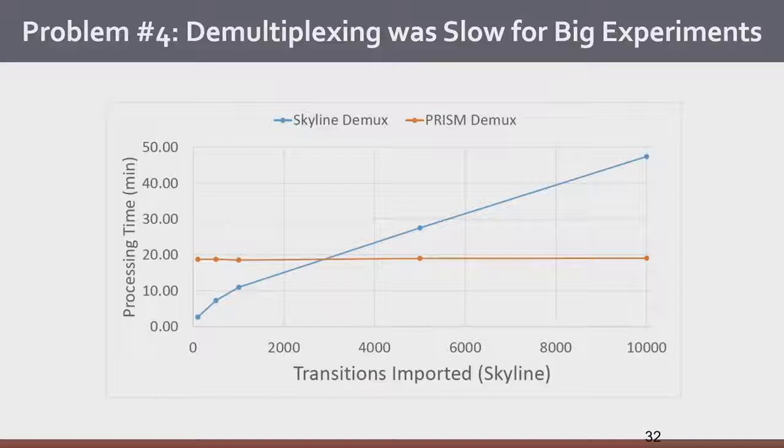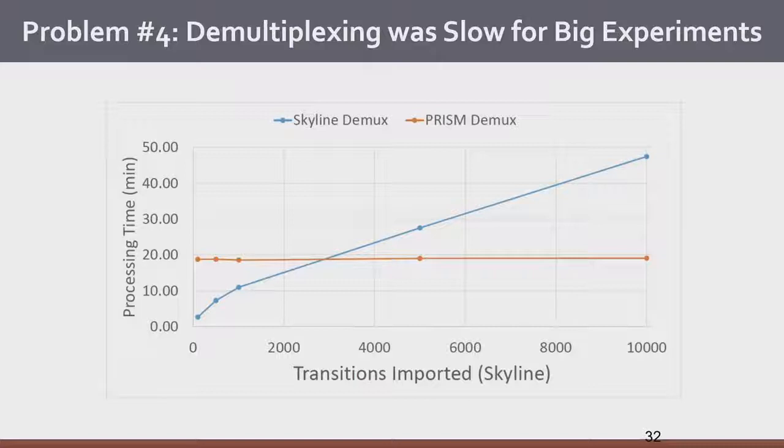There was a problem originally when we implemented this in Skyline. The way Jarrett Egertson implemented it, it sort of did it on the per-transition level. In our lab this ended up being fine because initially we tended to do fairly defined experiments of these 100 proteins or so, but we started to see people wanting to demultiplex millions of transitions, and you can see here that it caused an explosion in the processing time to import the data into Skyline.